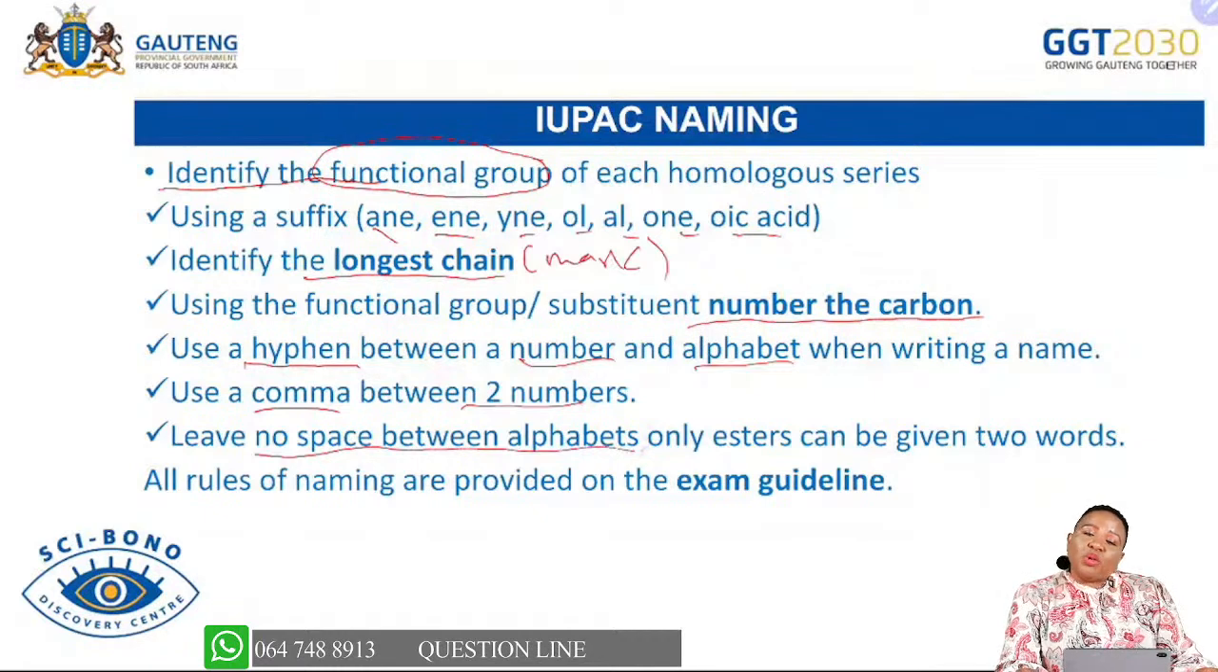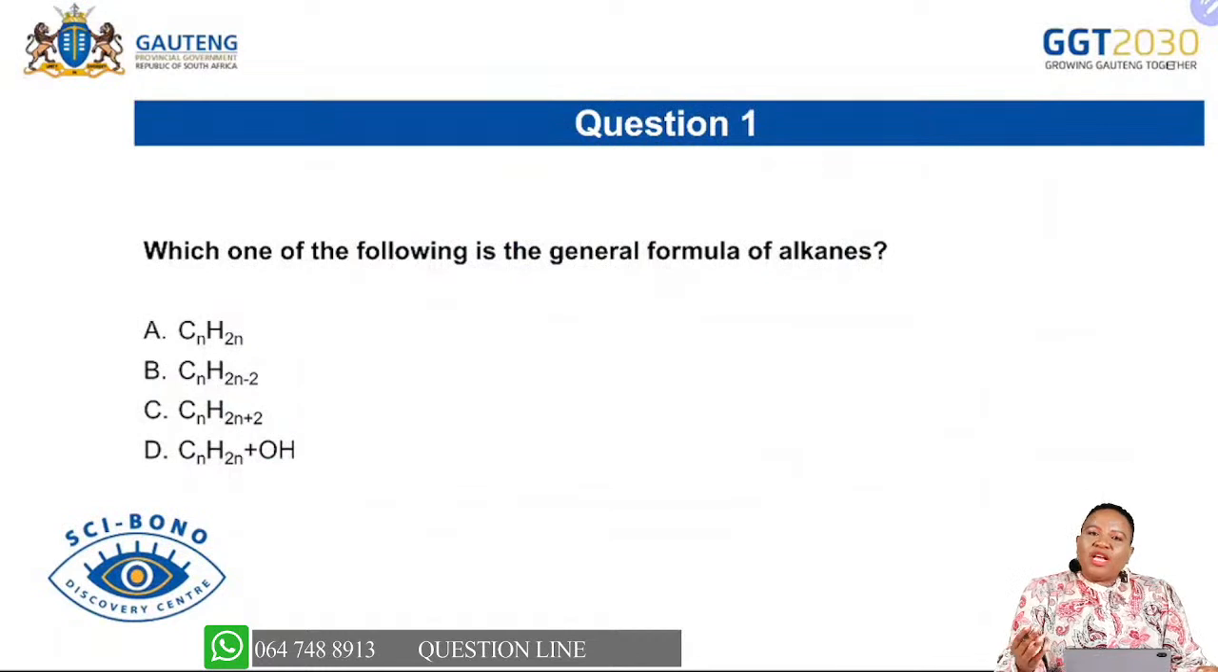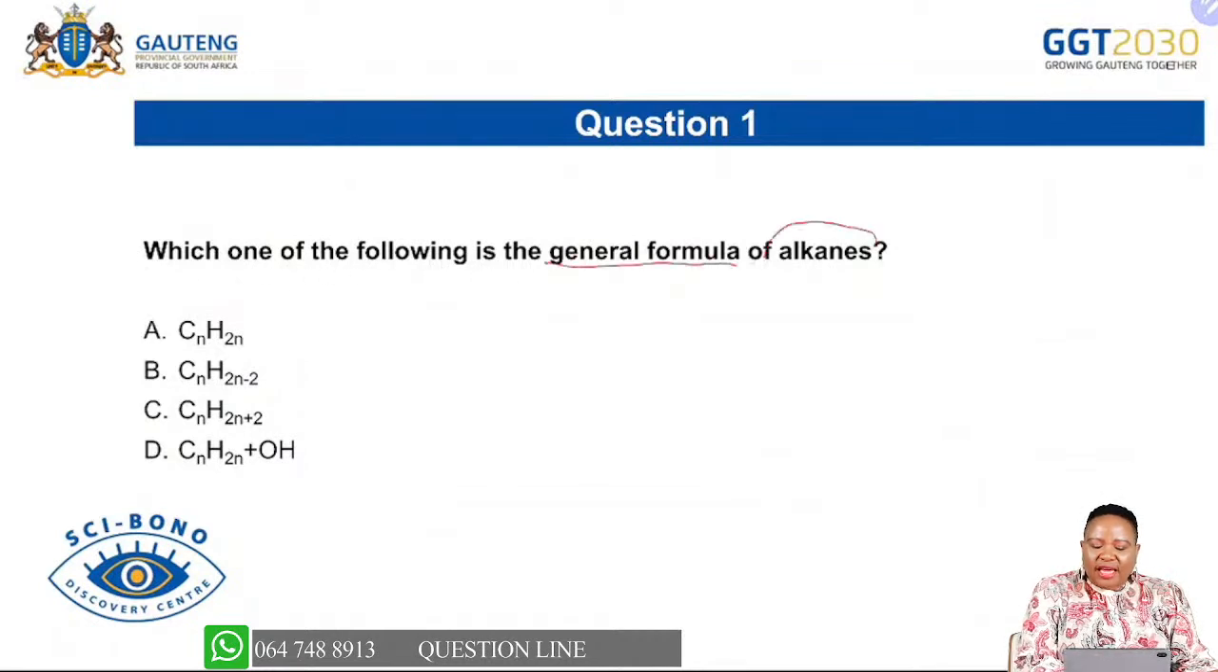So that is why we said it's one of the documents that you must have as you are preparing for your exam. Now let's look at different multiple choice questions under question number 2. Let's look at this question. It says, which one of the following is the general formula of alkanes?